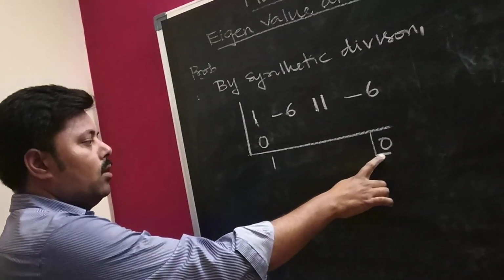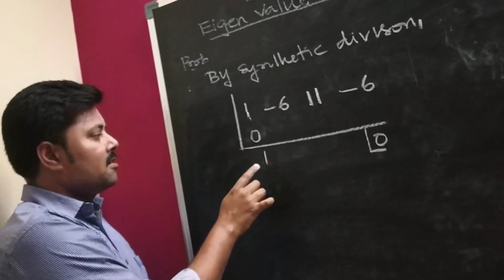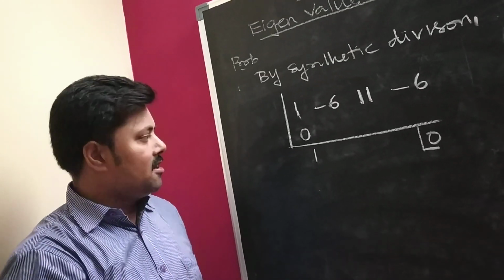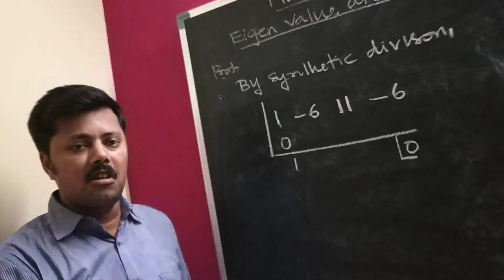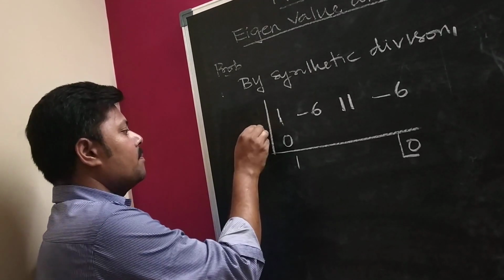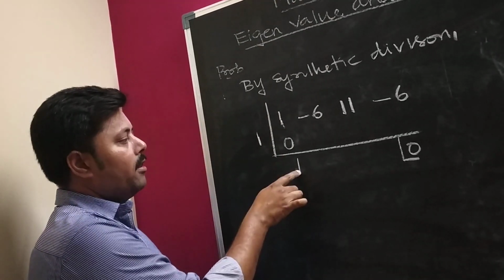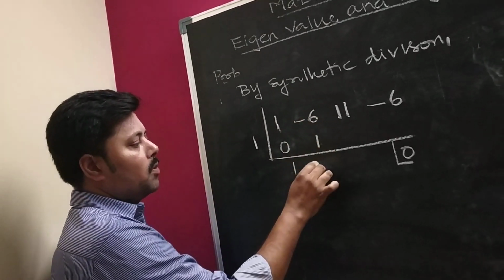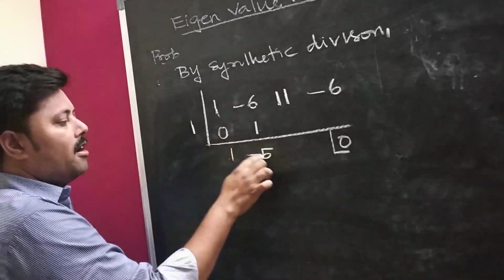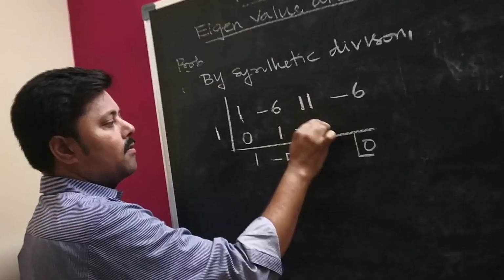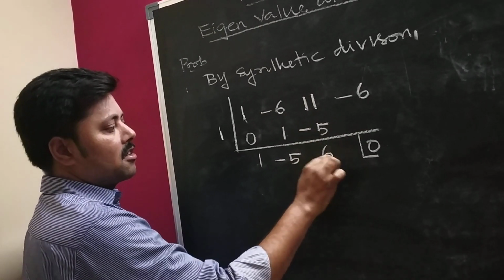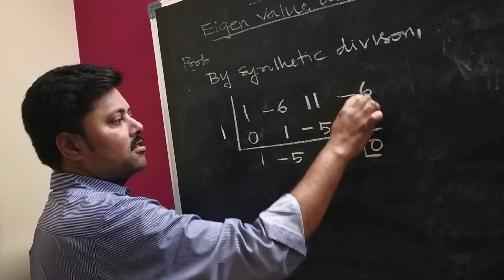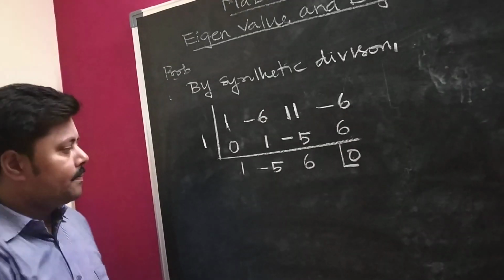Here we want 0. Start by trial and error method, start with plus 1, minus 1, plus 2, minus 2 and so on. Suppose we start with plus 1, what is 1 into 1? 1, minus 6 plus 1 is minus 5, 1 into minus 5 is minus 5, 11 minus 5 is 6, 1 into 6 is 6, so minus 6 plus 6, 0 we get.